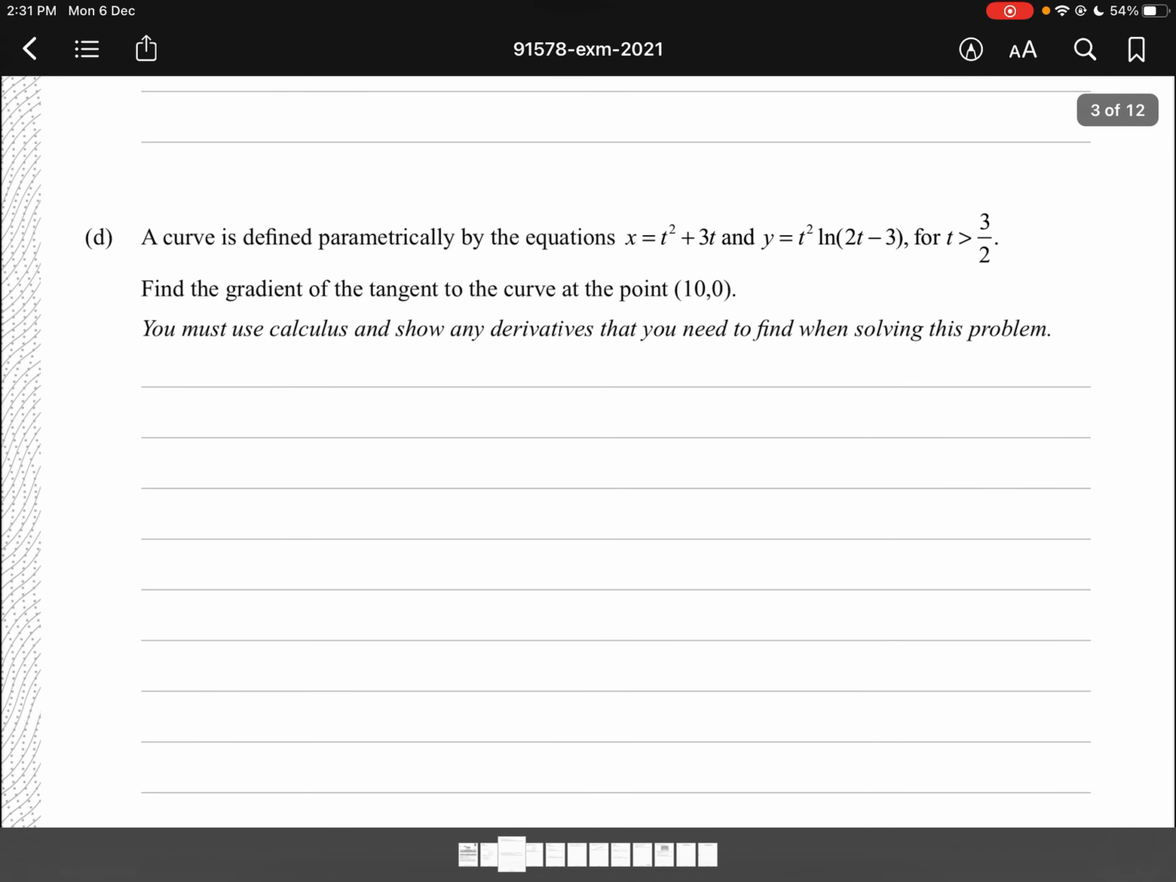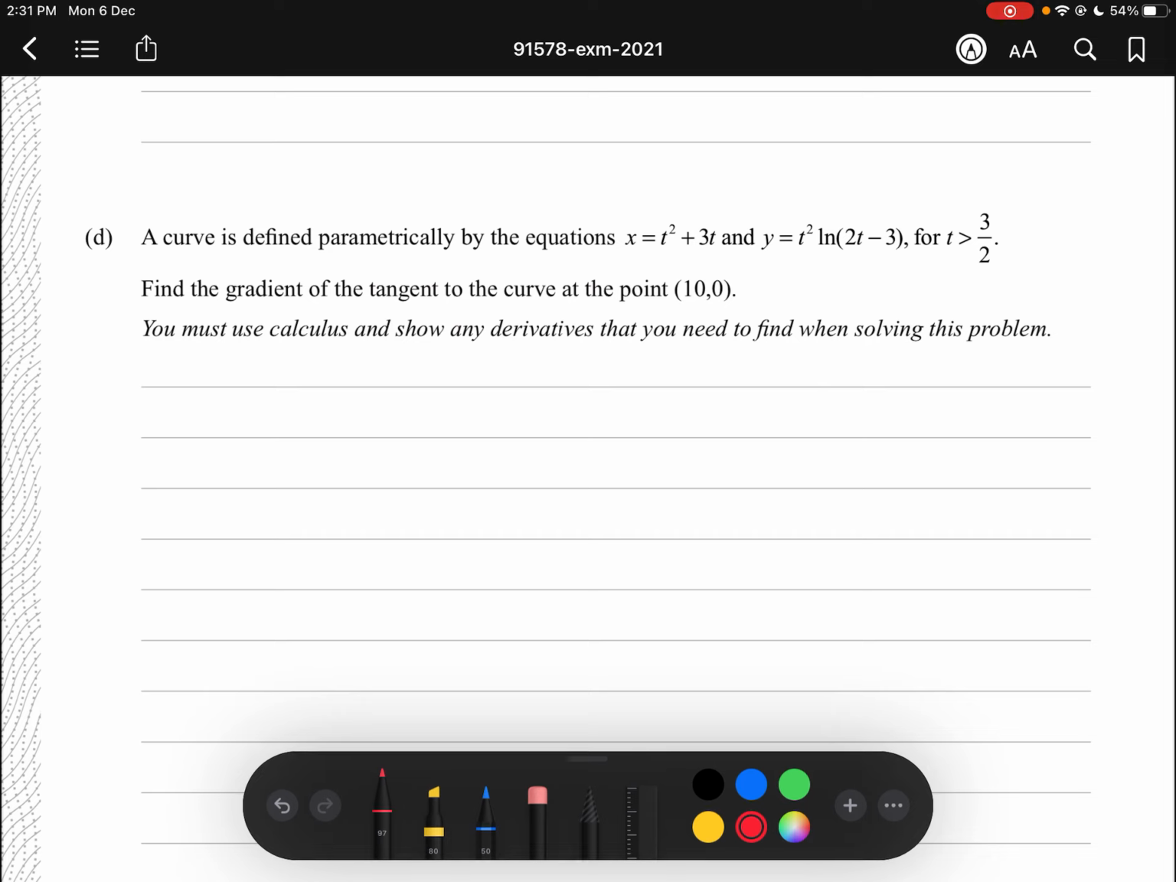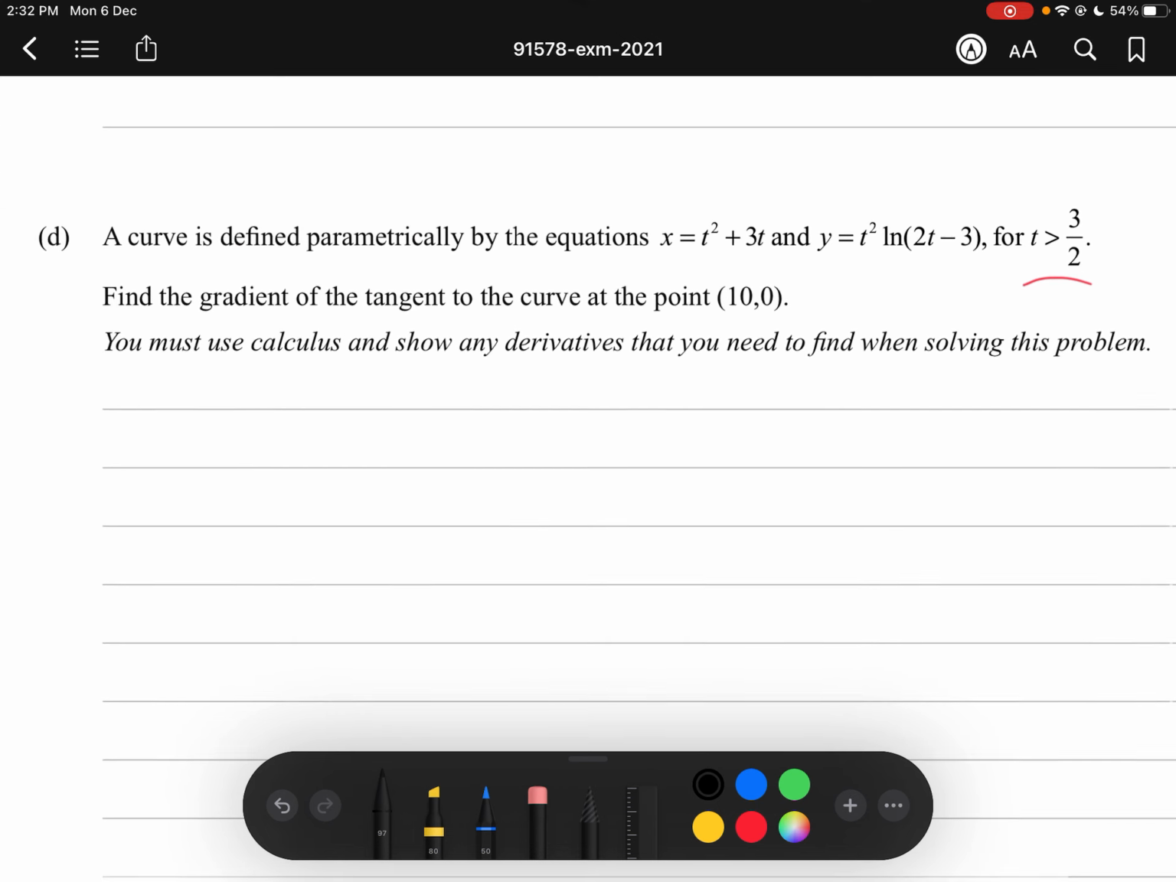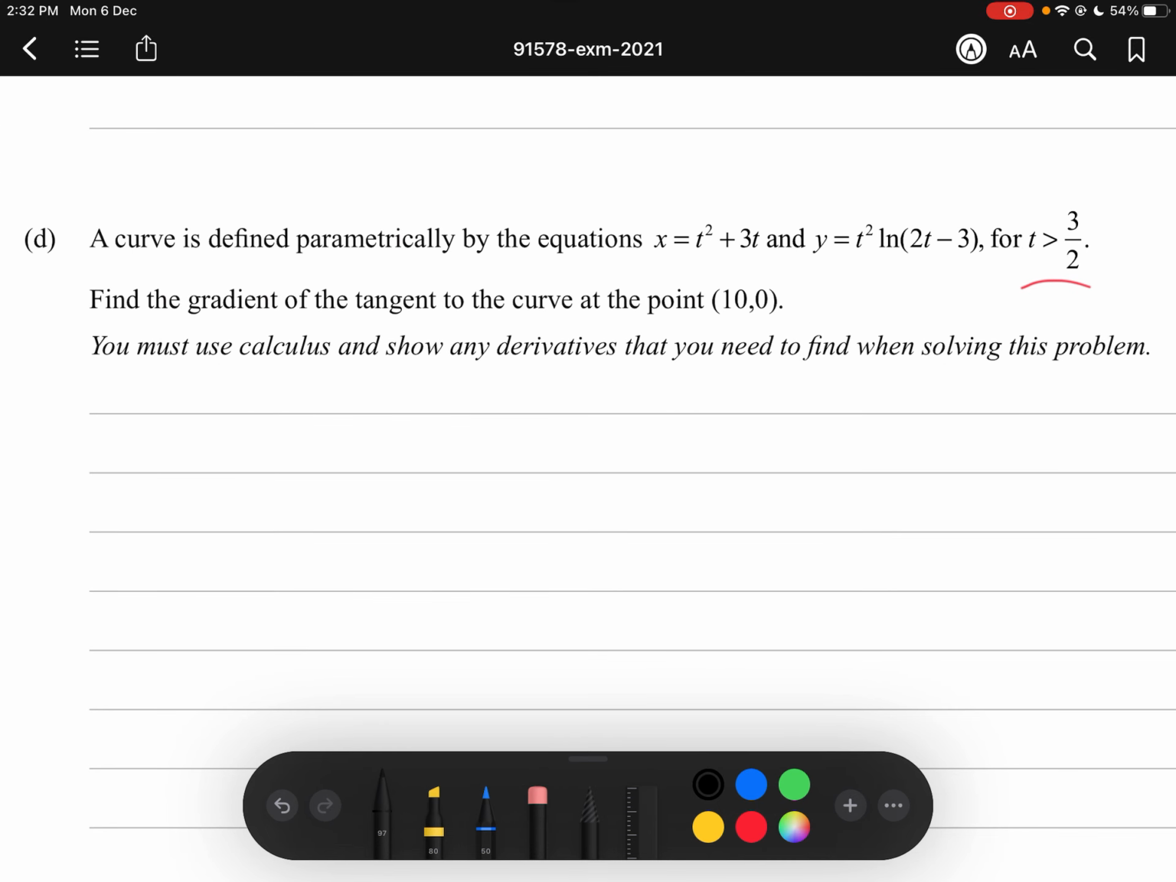Question D. A curve is defined parametrically by the equations x equals t squared plus 3t and y equals t squared times ln of 2t minus 3. And this is valid for t greater than 3 over 2, since ln of a number needs to be positive in order for it to give a real output. So to find the derivative, we need to find both dx over dt and dy over dt.